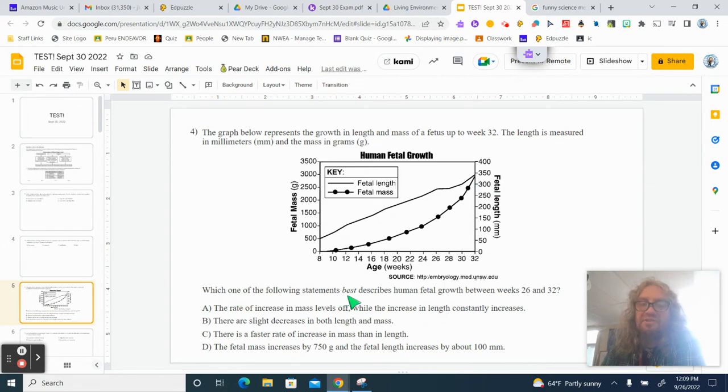Which one of the following statements best describes human fetal growth between weeks 26 and 32? A, the rate of increase in mass levels off while the increase in length consistently rises. B, there are slight decreases in both length and mass. C, there's a faster rate of increase in mass than there is in length. D, the fetal mass increases by 750 grams and the fetal length increases by about 100 millimeters.